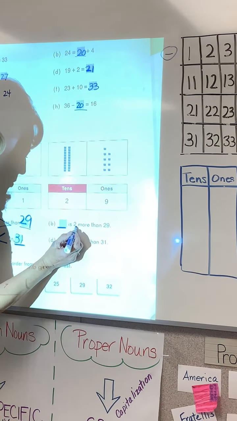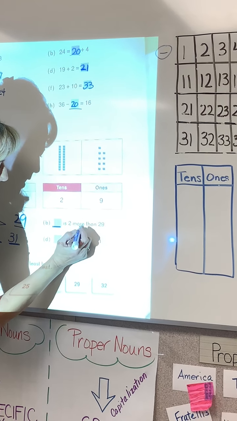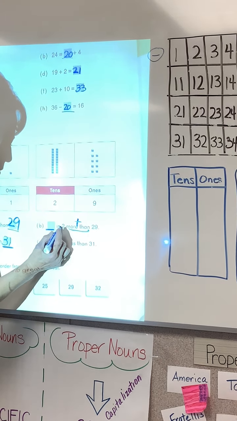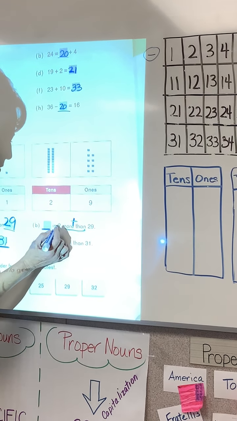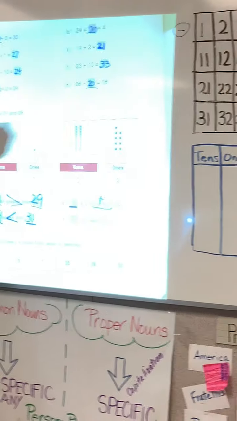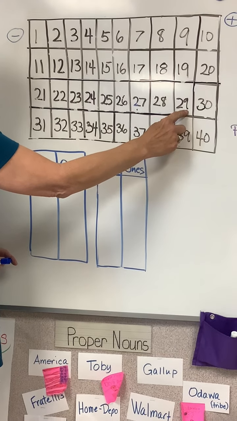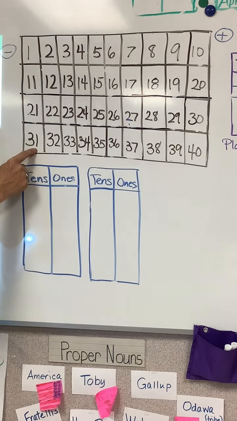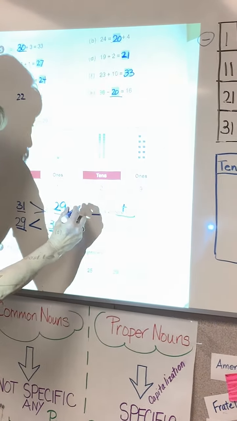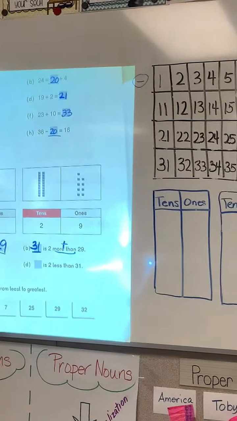Blank is 2 more than 29. So plus, more than, 2 more than 29. 2 plus 29. Pretty easy. We already know it because of this, but let's double check it here. 29 plus 2, 1, 2. 31. 31 is 2 more than 29.